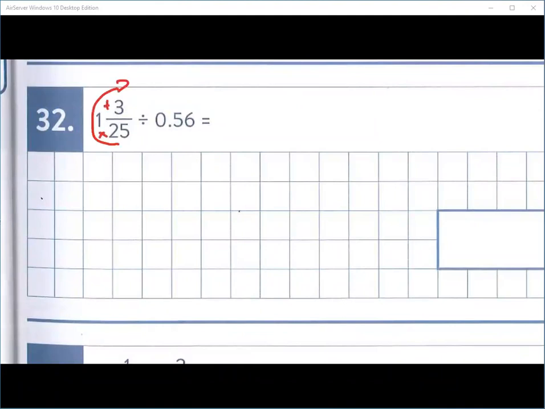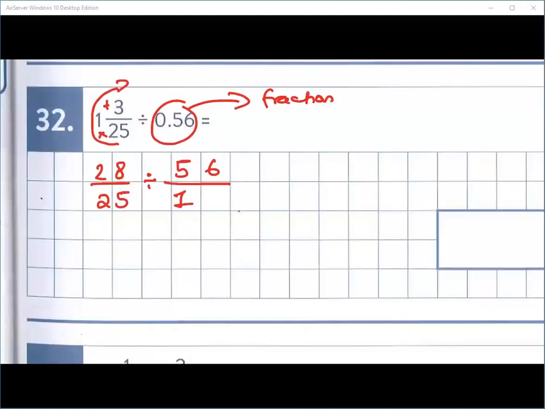So first you have to convert the mixed number into a top-heavy fraction. What's that give us? 28 over 25. And then what do we do to the decimal? Turn it into a fraction. What is that as a fraction? 56/100. Yes. Now, what did we learn just recently in our lessons?